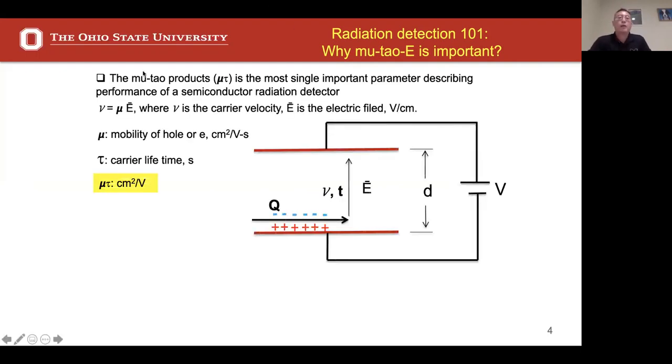So I'm going to give you a 1-minute class lecture on radiation detection. I teach radiation detection at Ohio State, 3 credit hours, but here in 1 minute you get my free 3 credit hours. We just focus on mu tau E. So what is actually mu tau E? Because I'm going to talk all about mu tau E in my talk. Mu tau product is the single most important parameter describing the performance of a semiconductor radiation detector. If you go to a conference talking about radiation detection, it looks like everybody is talking about mu tau E, or mu tau, for semiconductor devices.